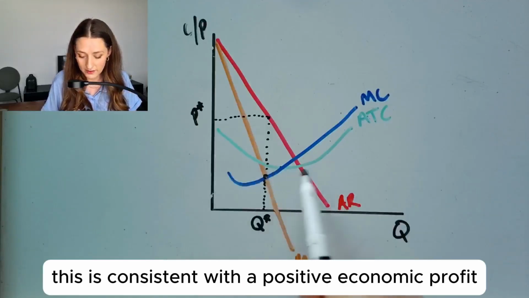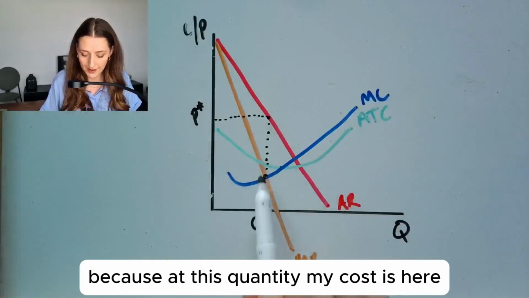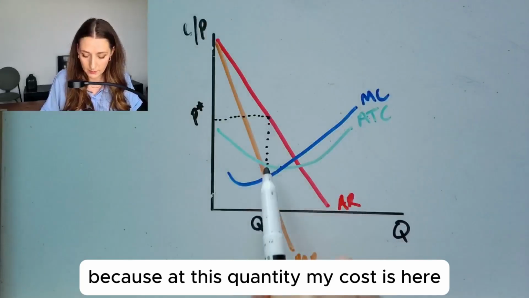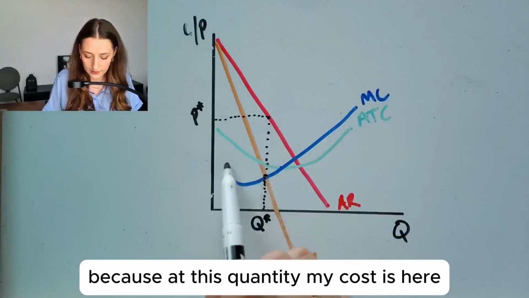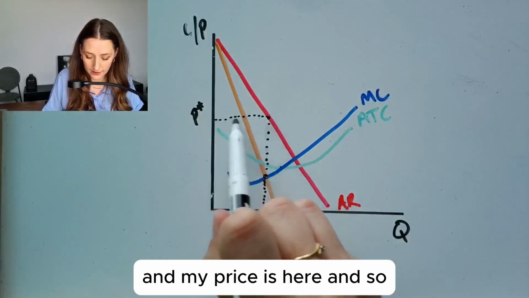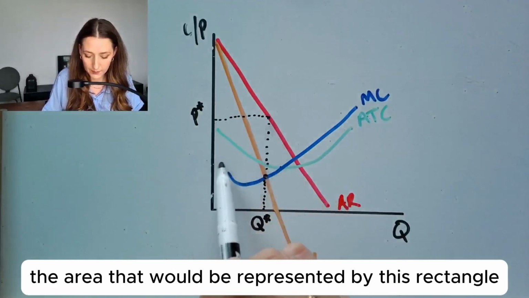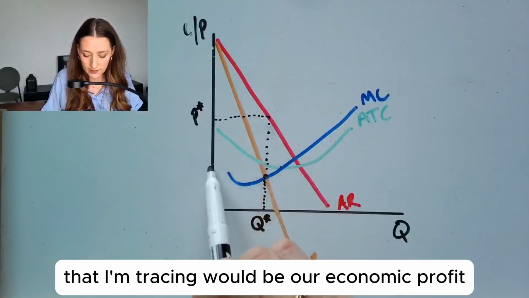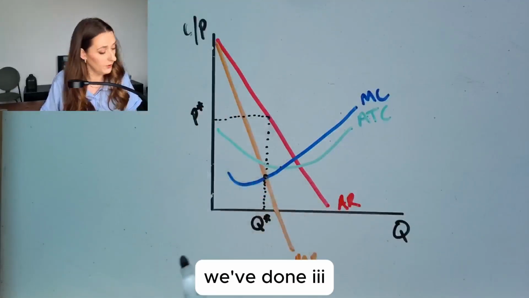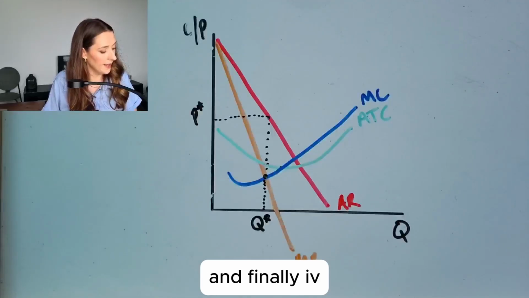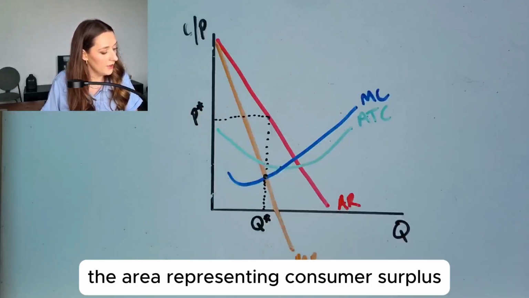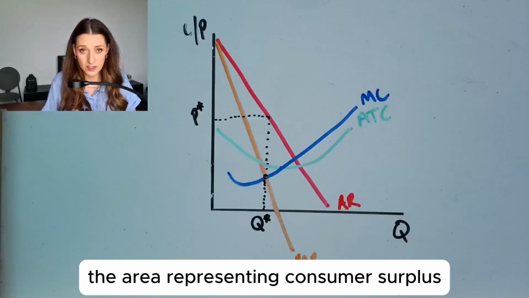Next, the average total cost curve consistent with a positive economic profit. Well, this is consistent with a positive economic profit because at this quantity, my cost is here and my price is here. And so the area that would be represented by this rectangle that I'm tracing would be our economic profit.